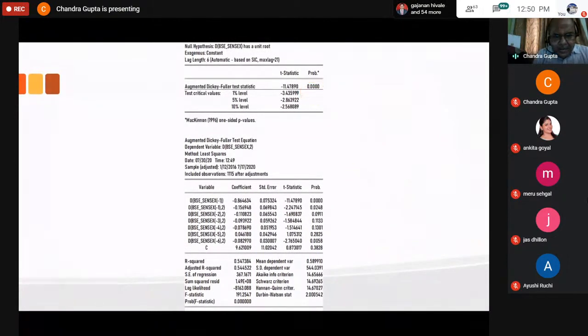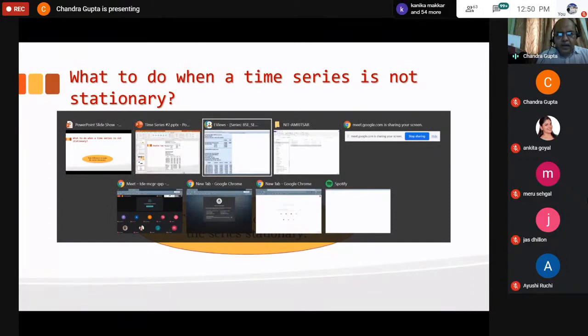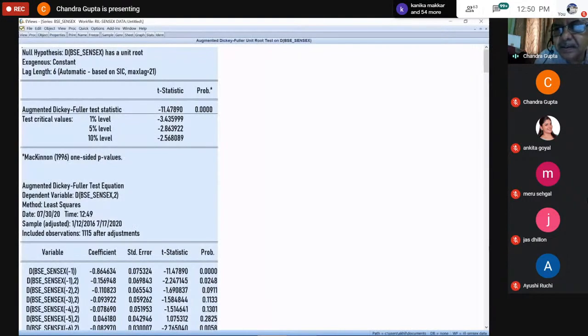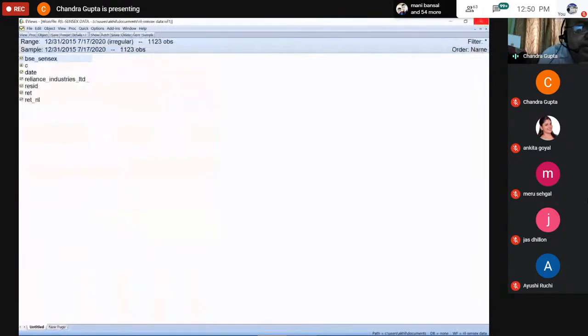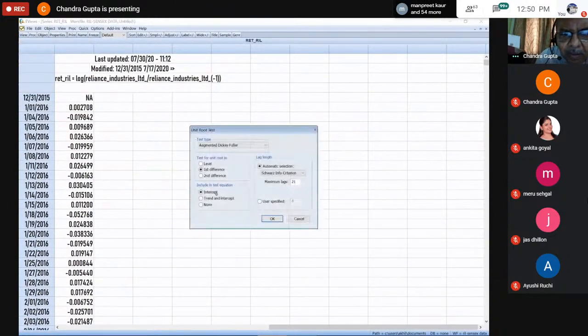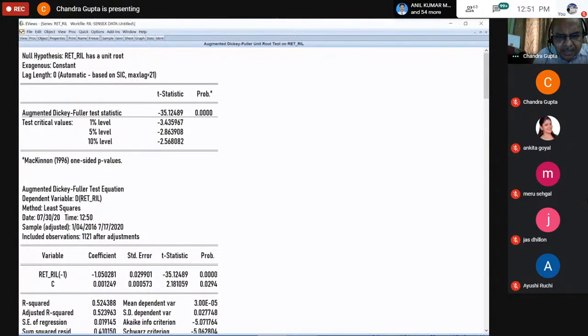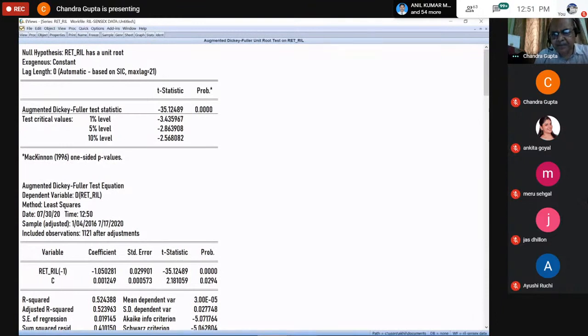Okay, and a similar exercise, friends, you can do when you take the return series. If I take the return series of Reliance, for example, unit root test, level, intercept, you will find 0. Null is rejected, and therefore the series does not have a unit root. Okay, right? Any question?